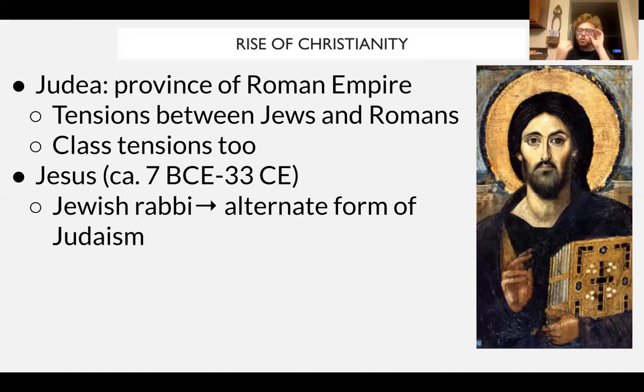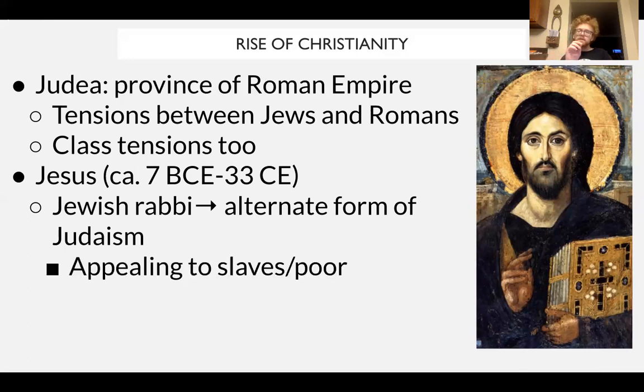He is going to interpret Jewish scripture, and he is going to make a kind of sect of Judaism that's more appealing to the common person, that's more appealing to poor people, that's more appealing to slaves even, and that's also appealing to women. Women have a lot of high positions in Jesus's early ministry. So it's a very appealing religious idea.